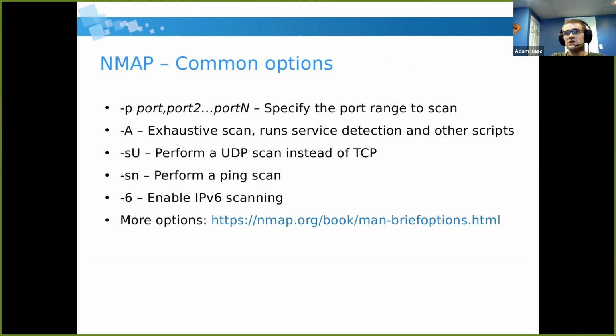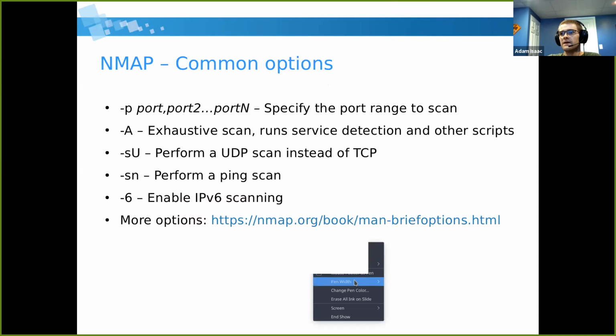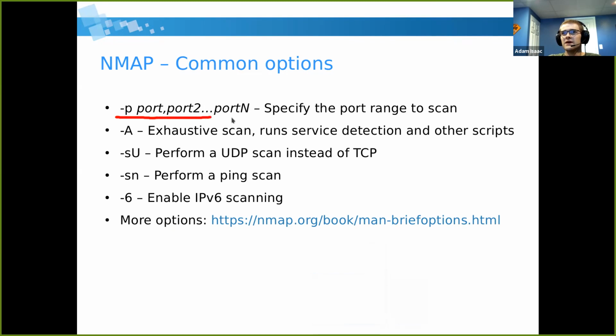Let's take a look at some of the common options that Nmap offers from its command line. For starters, you can use the -p flag. Let's see if I can annotate here. I'm going to say probably not, unless... yes, I can. So we've got our -p flag here. It lets you specify a list or range of ports that you're interested in scanning. By default, Nmap, I believe, scans ports 1 through 1000 TCP. This will let you narrow down or even widen that range.